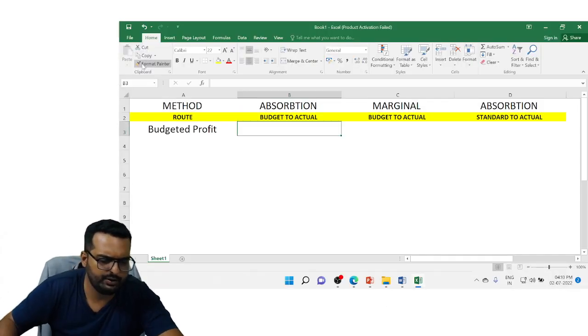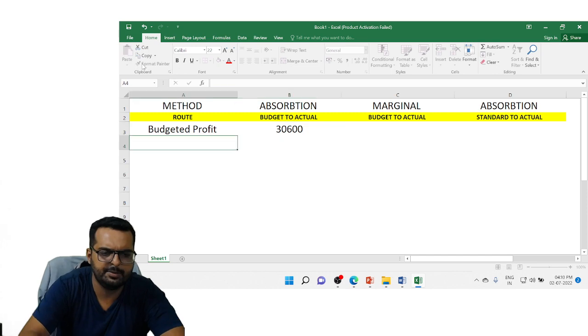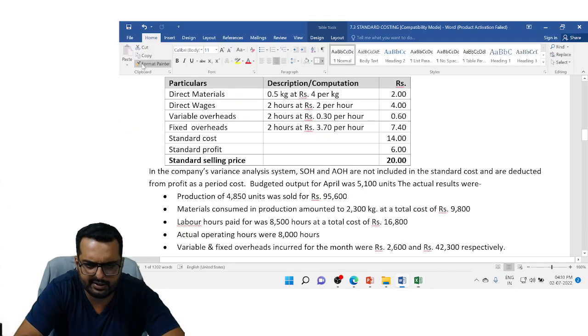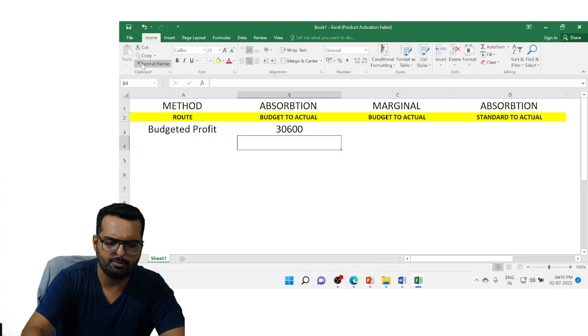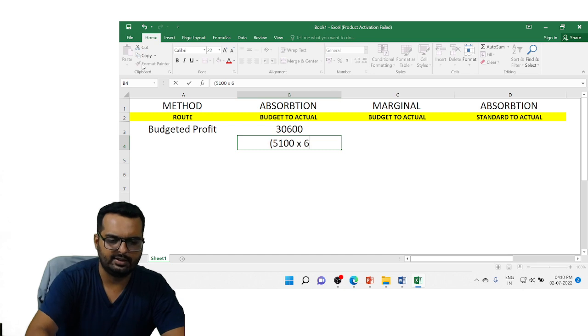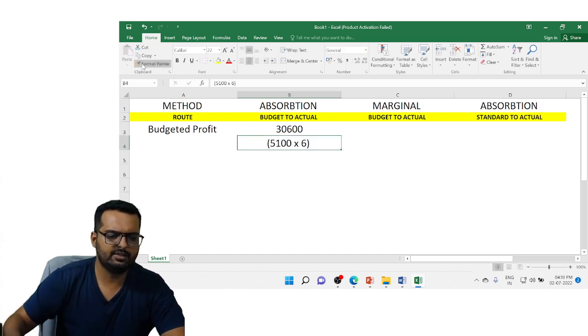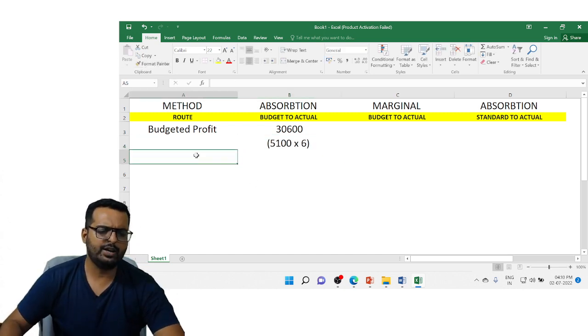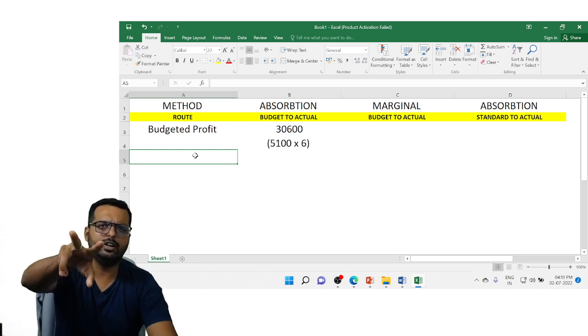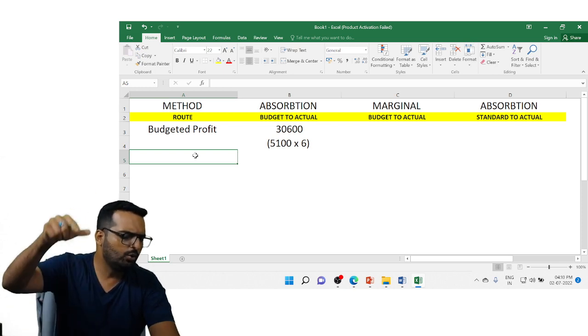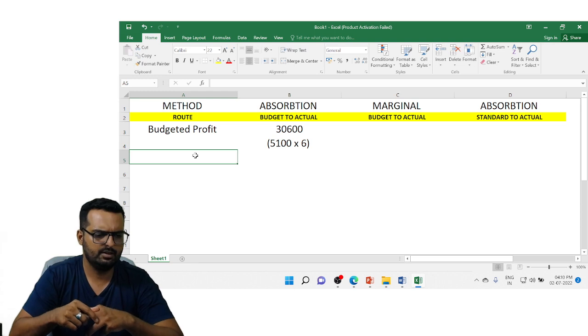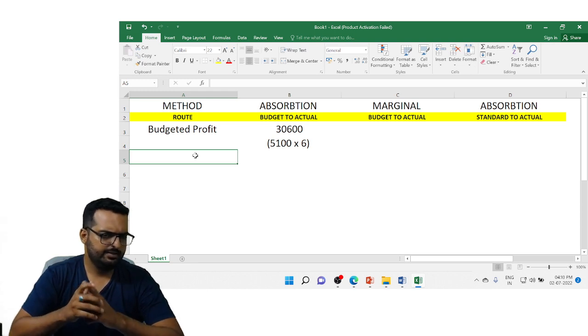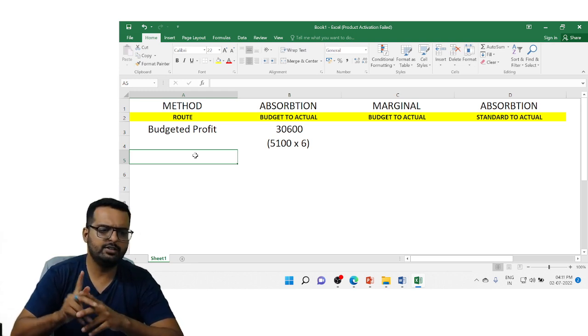So, budgeted profit, did you get the answer as 30,600? How did you get this 30,600? Tell me. 6 rupees is profit and the output is 5,100. So, I'll give the formula over here. 5,100 into 6. That's how you got the answer as 30,600. Correct? Now, friends, every time the variance is adverse, what will happen to my profit? Will it go up or will it come down? If my variance is adverse, the profit will come down.